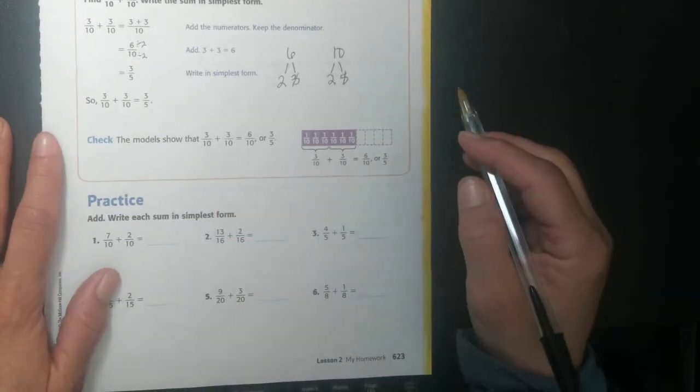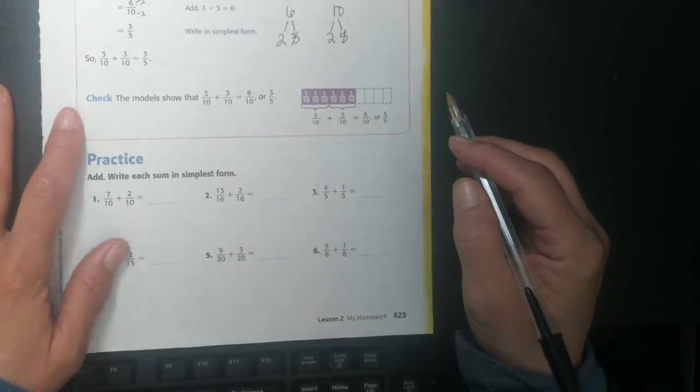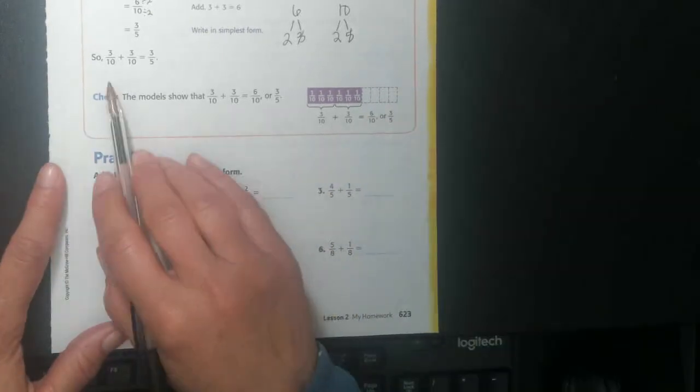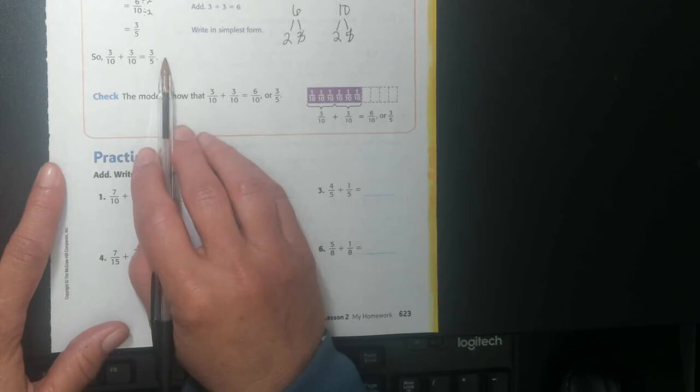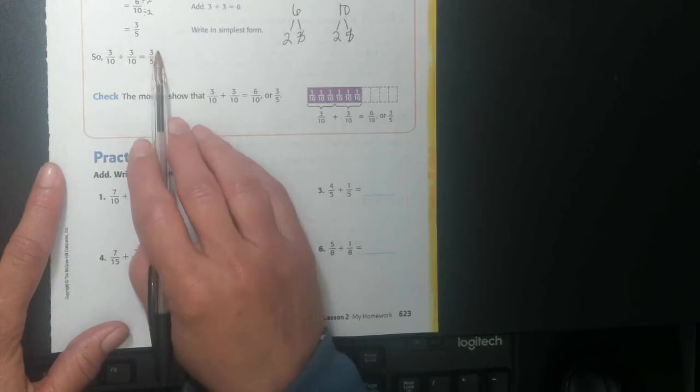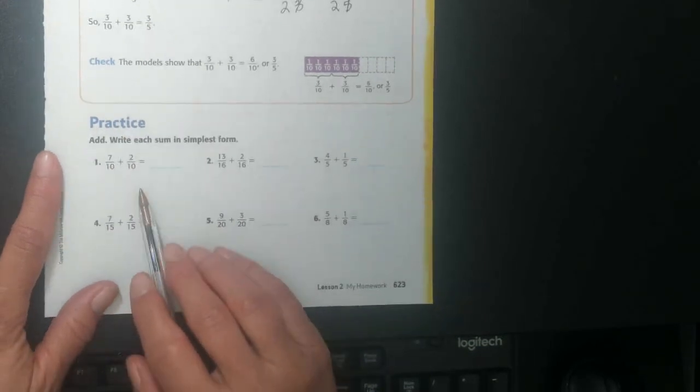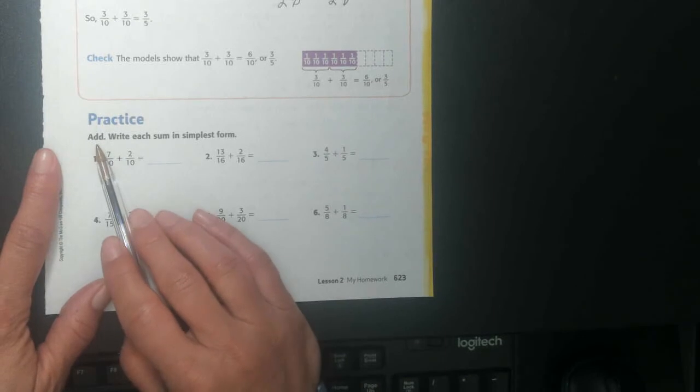Right? People see this, they'd be like, what? But you guys are smart. Now you know why it looks like such a funky problem. How could 3 tenths plus 3 tenths be equal to 3 fifths? It's really equal to 6 tenths, but we reduce it. It's equal to both of them.